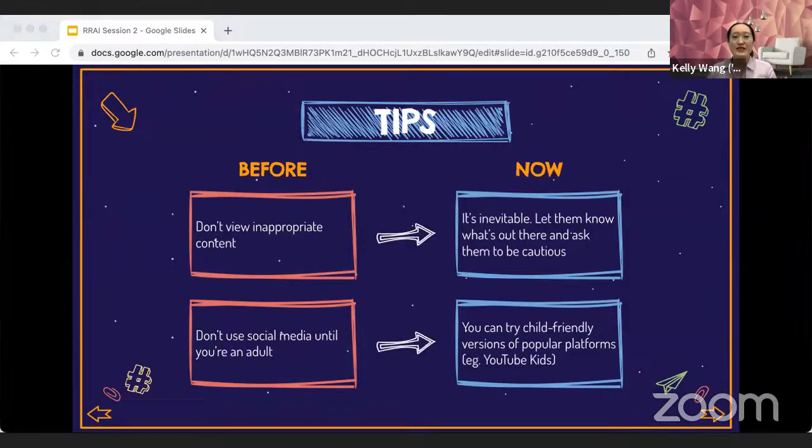In terms of tips for dealing with inappropriate content, it sucks to say, but it's inevitable that your kids will be exposed to them. So let them know what they can expect and tell them to be cautious when scrolling. You can also try kid-friendly versions of platforms like YouTube Kids to avoid having them be exposed to as much inappropriate content as possible.